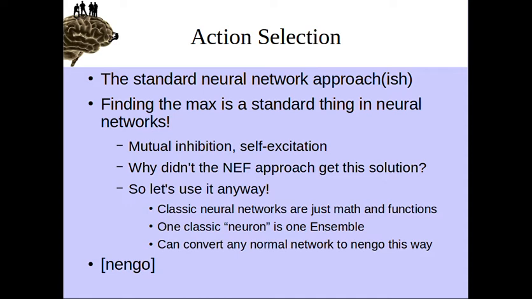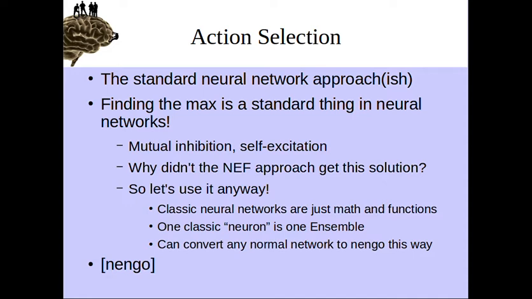So that's a thing that exists. We know neural networks can do that. And we also know that the neural engineering framework is supposed to find the optimal best way of computing some function. Why didn't it find that solution?